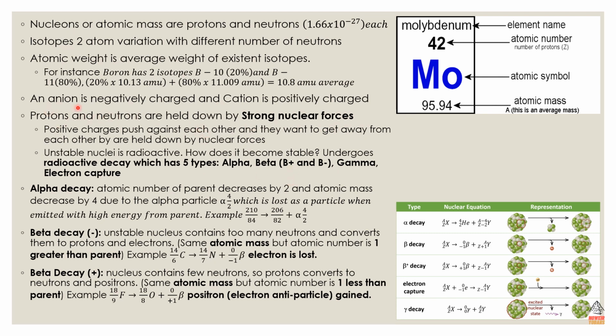Next, we have an anion. An anion is a negatively charged atom and a cation is a positively charged atom.